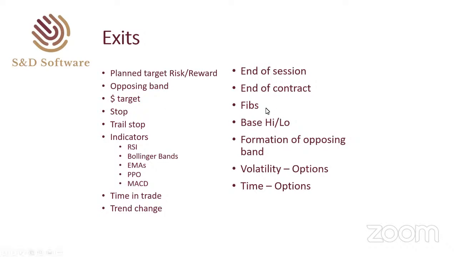And then some people will use the fibs to get out of their trades, or, we talked a little bit about the base highs and lows to get out, forming an opposing band. Some people will dump out. And if we're playing with options, we've got to look at volatility, time, and the other Greeks, because those may give you indications that if you've made most of your premium, it may be a good time to dump out.